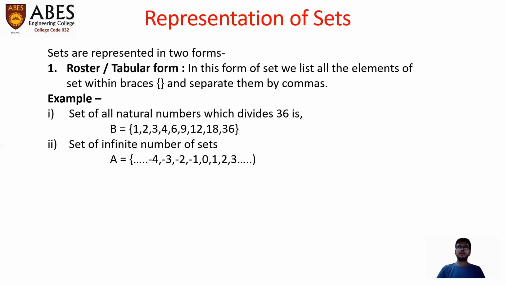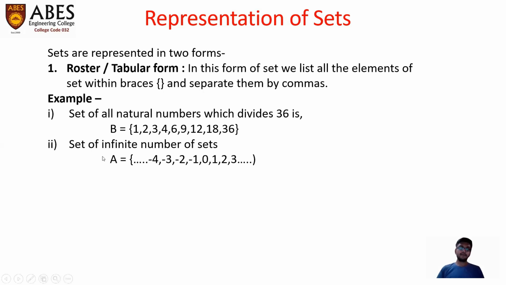According to this definition, we write all the elements inside the set B. Here I have written the elements 1, 2, 3, 4, 6, 9, 12, 18, 36. These are all the elements of the set B which divide the number 36. Directly I write all the elements inside the curly brackets, and I use commas to separate them.